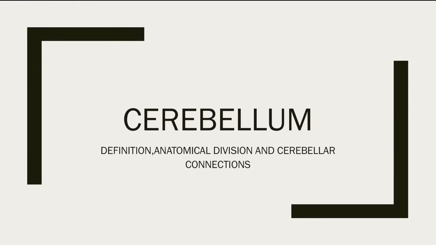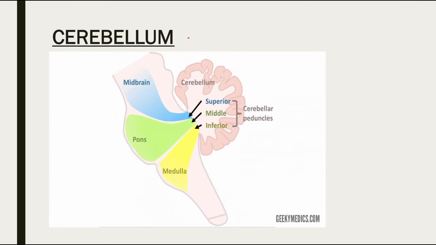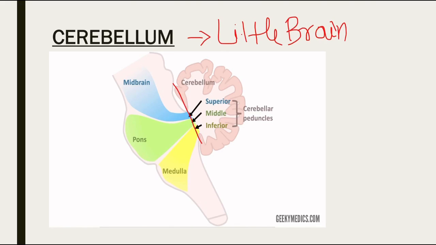Hello, good afternoon everyone. In this video, I'll be talking about the cerebellum, its definition, anatomical division, and the cerebellar connections. The word cerebellum means little brain. As you can see in the picture, it is located posteriorly to the brainstem.